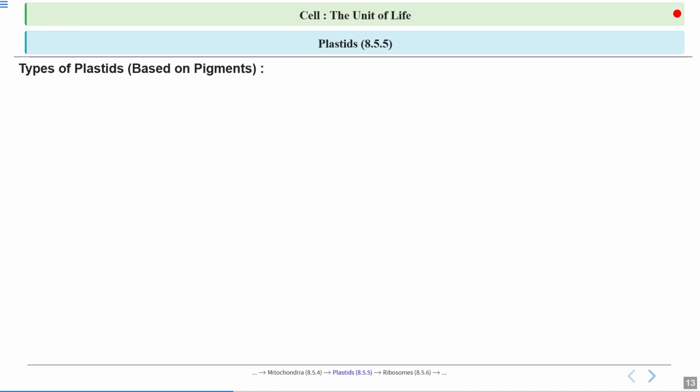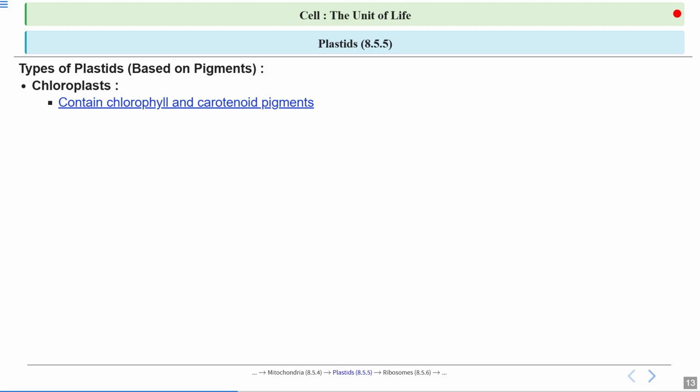Now let's discuss types of plastid based on the type of pigments which are present. First is chloroplast. Chloroplast consists of chlorophyll and carotenoid pigments. What is the function of chlorophyll? Chlorophyll is basically involved in photosynthesis. This is the pigment which absorbs the light energy and converts it into chemical energy. Or simply, you can say it converts the light energy into food.